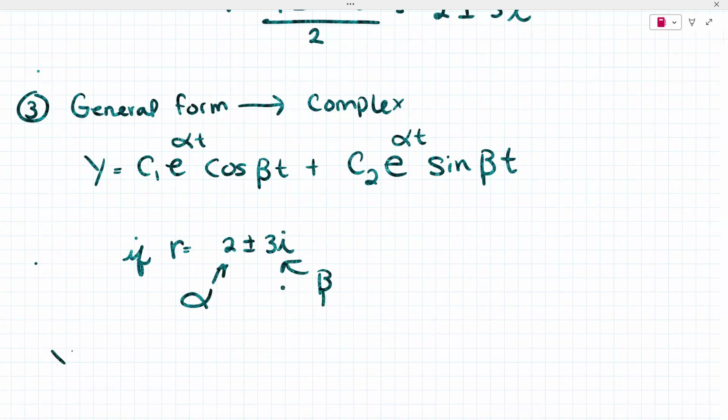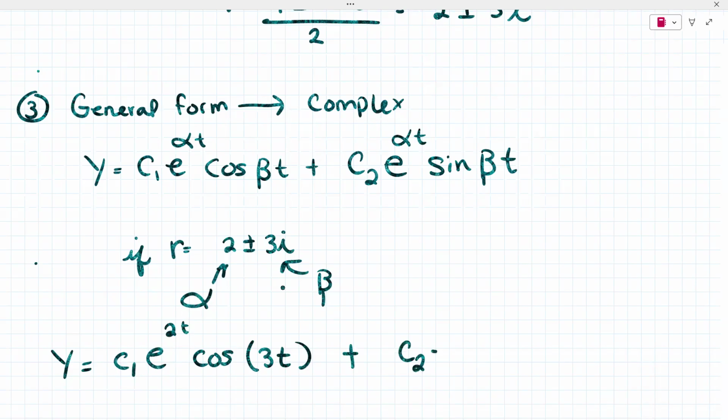Okay, so it's going to be y equals c1. We don't have a number for c1 because we don't have an initial condition. e raised to the alpha t. Our alpha is 2, so e to the 2t, and then you have cosine of 3t plus c2 e raised to the alpha t. So my alpha is 2, sine, and then my beta is 3. Okay, so that is your final answer.